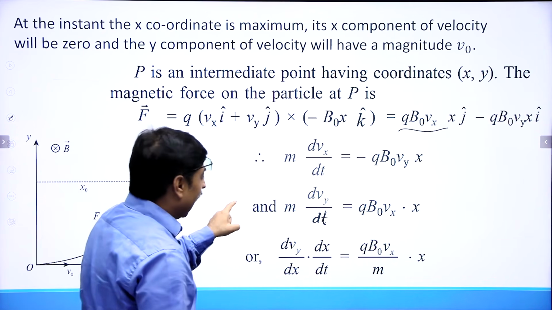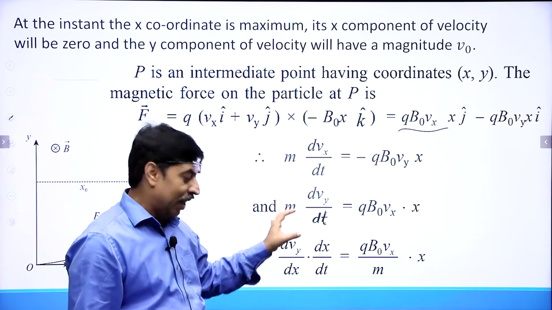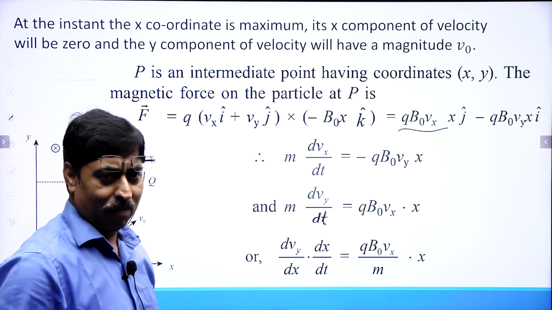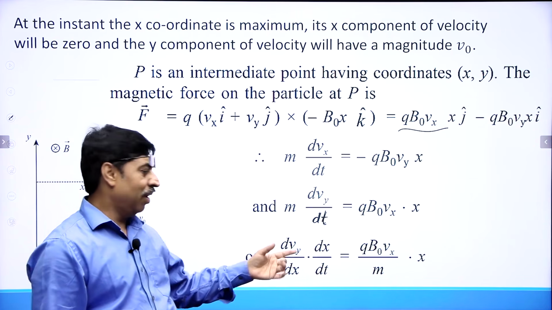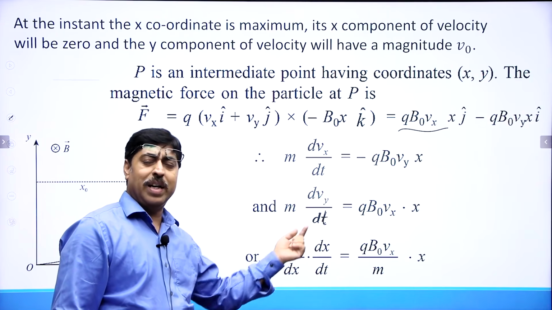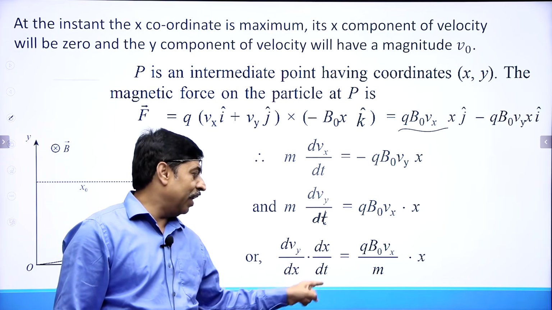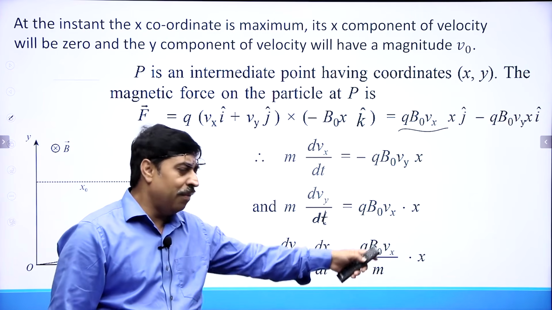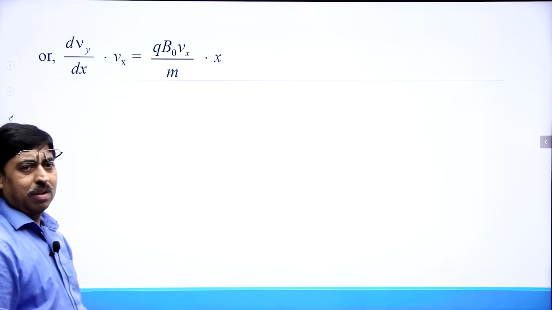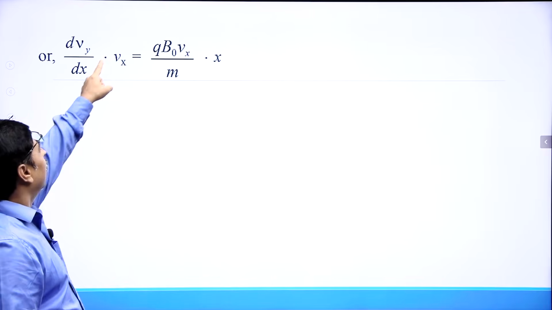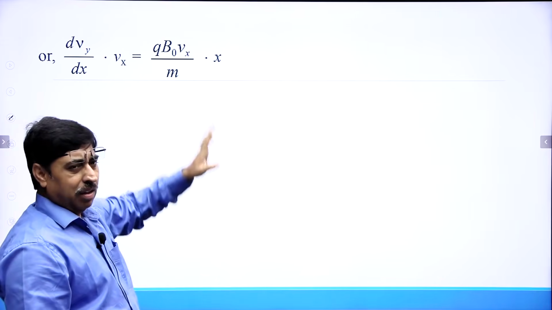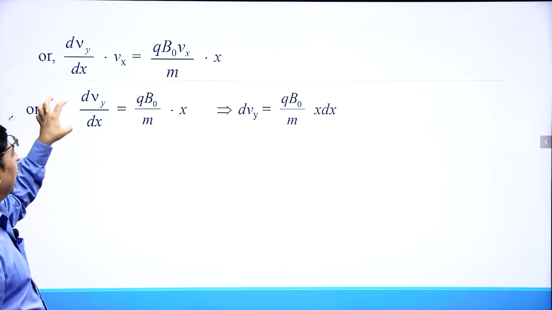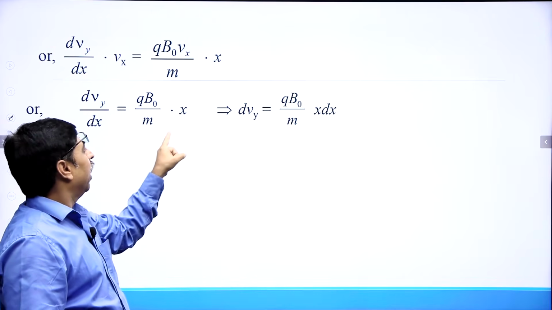So, looking at this equation carefully and doing this manipulation is essential to solve this problem. I repeat, look at this carefully. dvy by dt is dvy by dx into dx by dt. dx by dt is vx, so dx by dt and vx cancel out, and therefore, this is what you get. I have written dx by dt as vx, and then I have cancelled out vx in the next step. So, this is dvy by dx is q b naught by m.